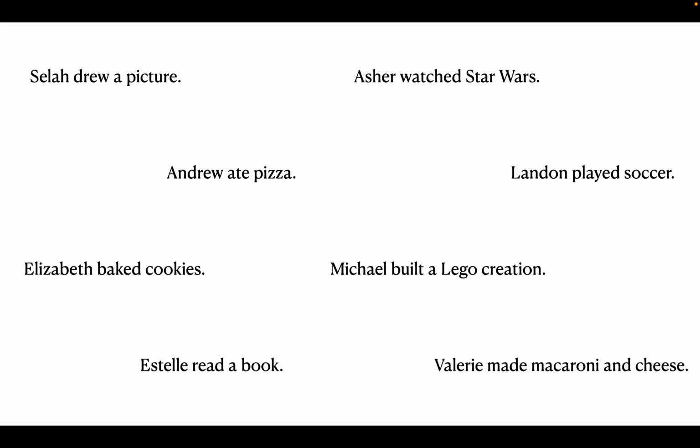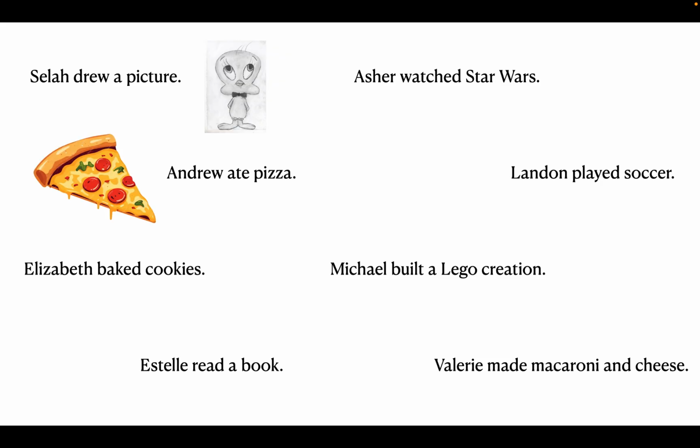Okay, so let's look back at some sentences that we did earlier, and we will find the action and then decide what is receiving the action. So Selah drew a picture. She drew. What's receiving the action of drew? That's right, a picture. Andrew ate pizza. What is receiving the action of ate? Pizza. Elizabeth baked cookies. What is receiving the action of baked? The cookies. Estelle read a book. What is receiving the action of read?